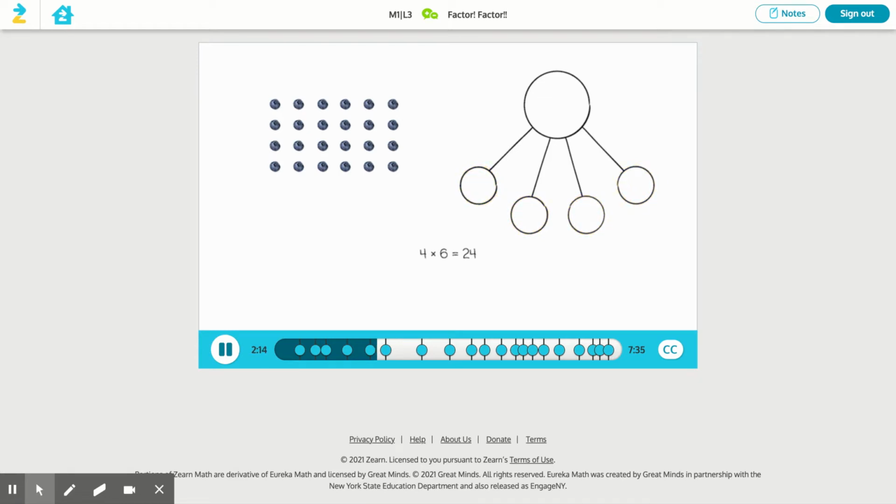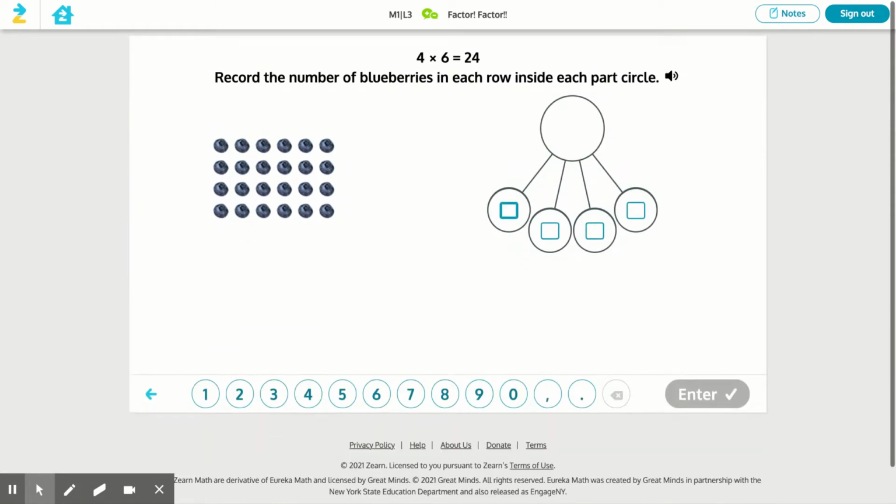That's right. There are 6 blueberries in each row. That's the size of each group. Record the size of each group inside each part circle. So, the size of each group is the number of blueberries that I have in each row. And because we're doing multiplication and we have an array, there's going to be the same number in each of my part circles. In your Nearpod, please tell me what number I'm about to write in each of my part circles.